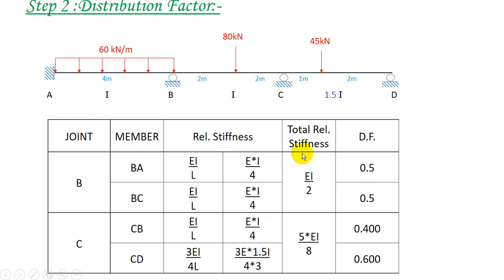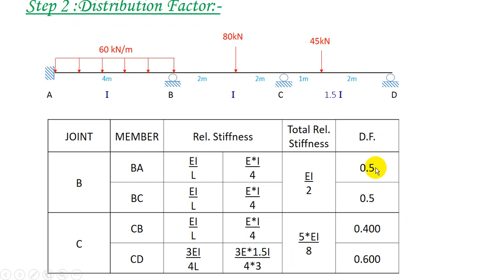Then total relative stiffness. Total relative stiffness is basically the summation of relative stiffness of different members connecting the joint. So total relative stiffness for joint B is equal to relative stiffness of member BA plus relative stiffness of member BC. If I sum it up, I get EI by 2. Total relative stiffness for joint C is equal to the summation of these two relative stiffnesses. If I sum it up, I get 5 by 8 EI.